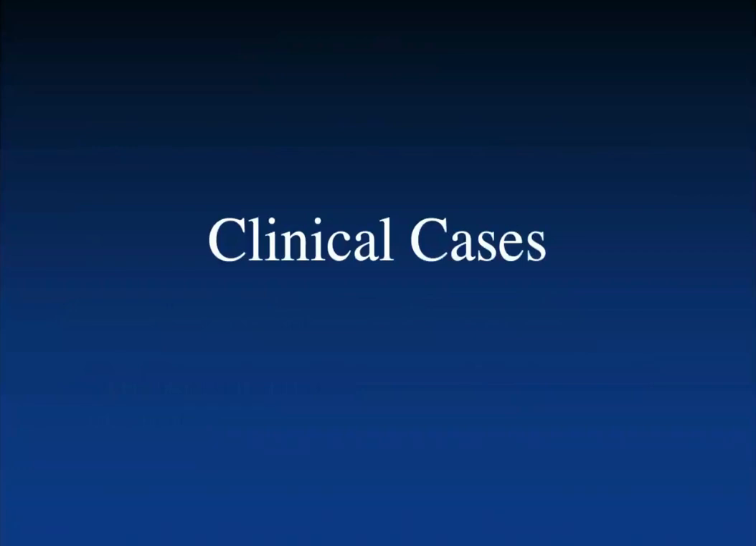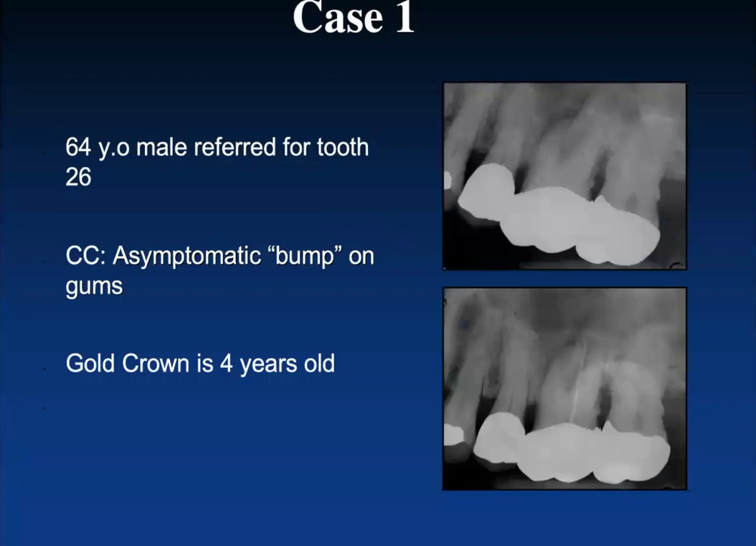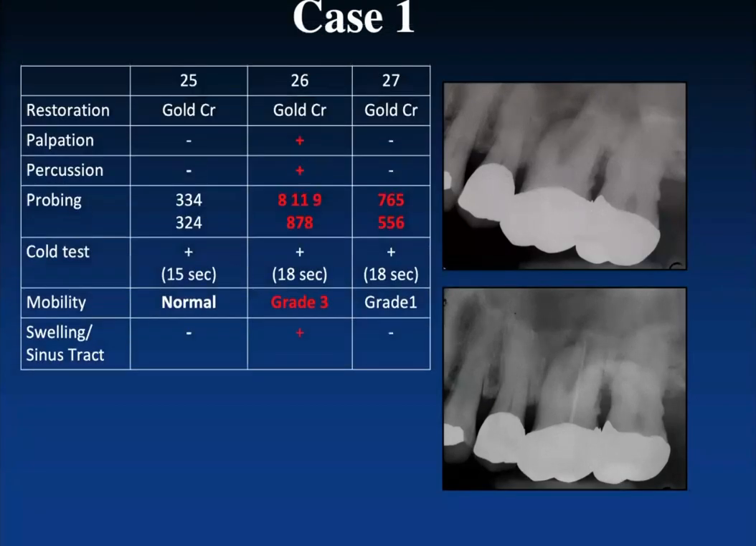Now we're gonna go through clinical cases. First case, 64-year-old male, referred for tooth number 26, asymptomatic bump on the gum, and he has a gold crown for 40 years now. So with this case, we can see that the testing was done.